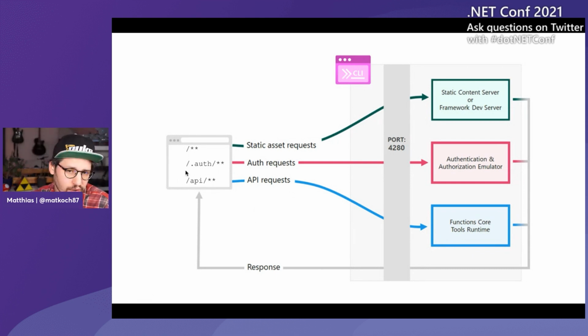All the auth requests will be routed to the authentication and authorization emulator. And all our API requests will then be routed to the Azure Functions endpoint. And this is very interesting. I mean, this roughly also works the same way when it's actually hosted in Azure, because otherwise I haven't had the need to do this myself.